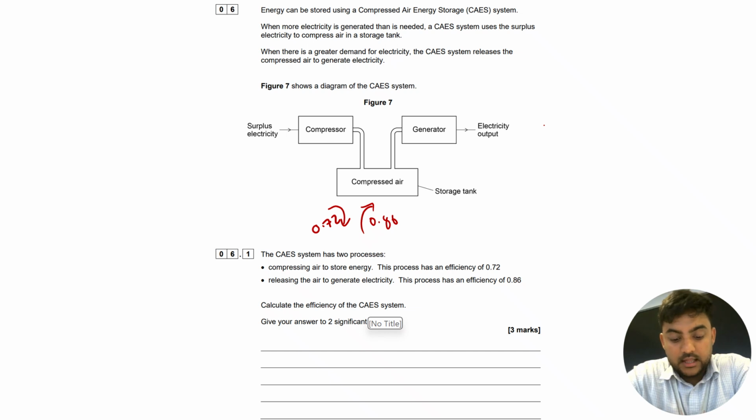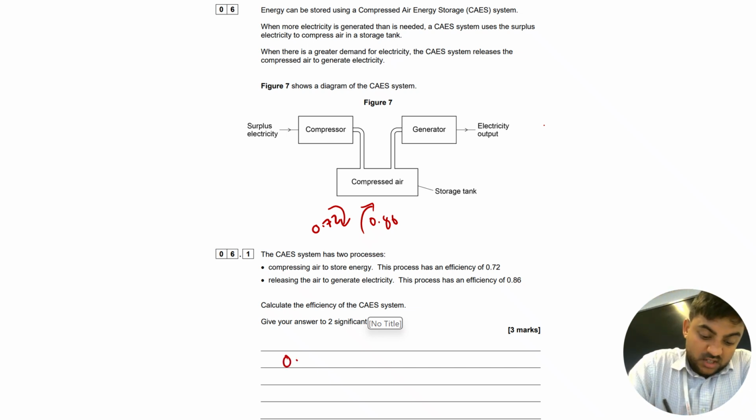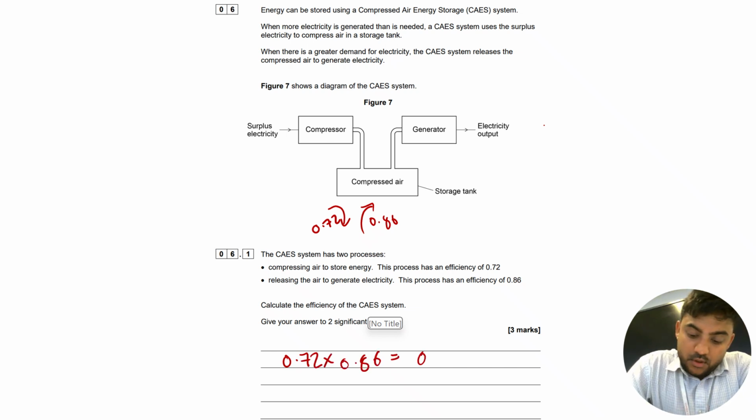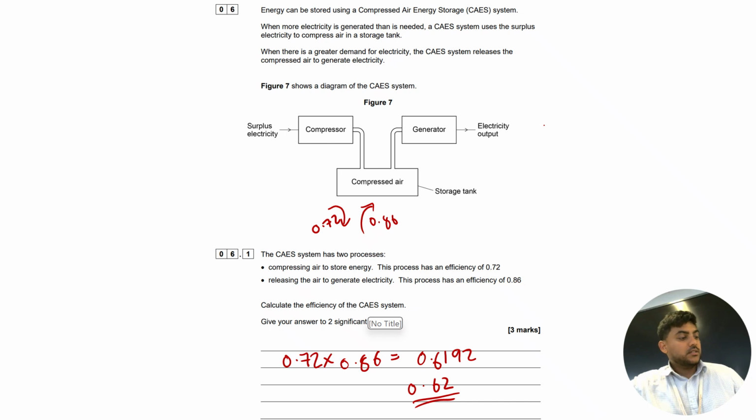Now, calculate the efficiency of CAES systems. Give your answer to two significant figures. You're asked to find out the efficiency of both of those put together. In other words, what is 72% of 86%? Or just times it together. And the answer happens to be 0.6192, which converts to 0.62. It doesn't have units because it's efficiency.